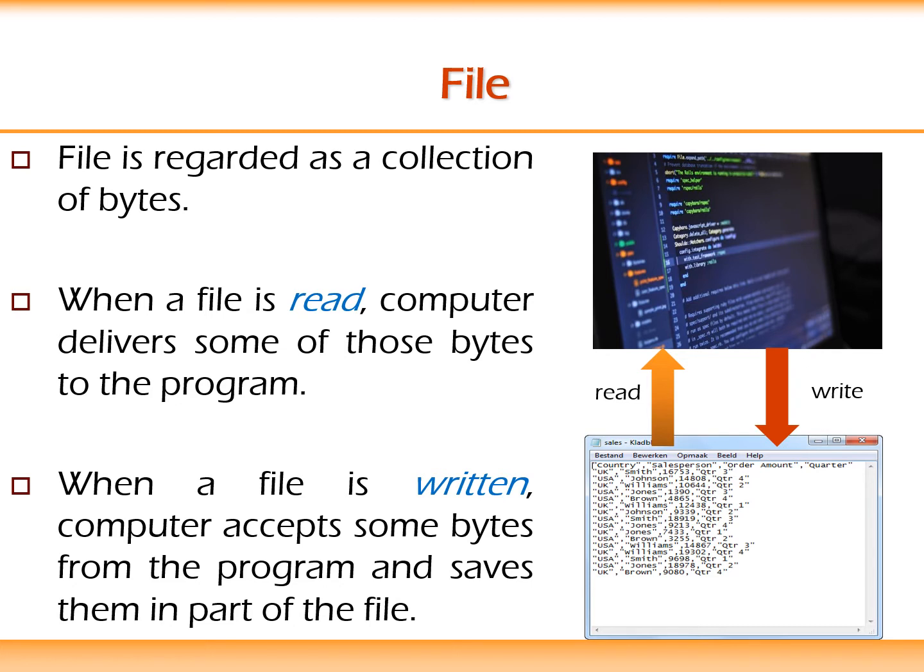Alright, a file is regarded as a collection of bytes. So when you say you read from a file, the computer delivers some of those bytes to the program. The computer will read from the file and go to the program. For example, if you are writing in JGrasp or NetBeans and you are trying to read from an existing file, it will read whatever is in the file and bring it to the program in order for you to process. If you want to write, let's say you want to store the data that you just got from the keyboard, you do a write operation. So the computer accepts some bytes from the program, in our case the JGrasp, and saves them in the file. So that's what's happening.